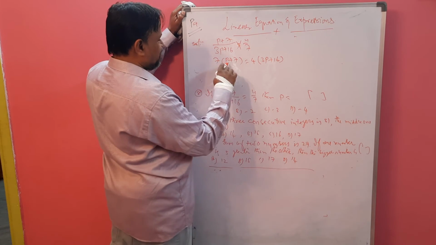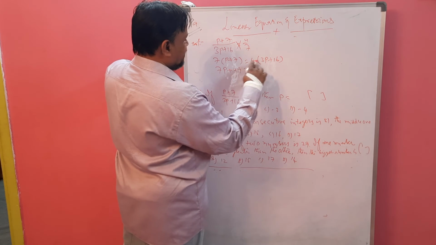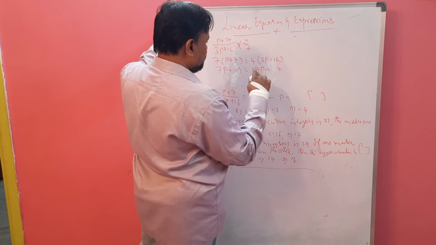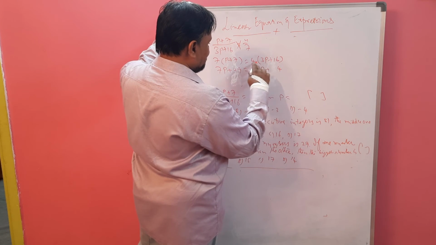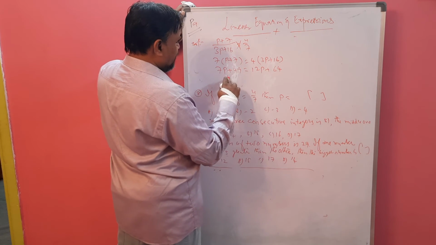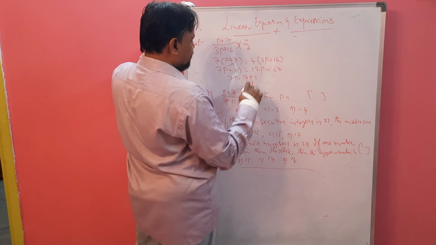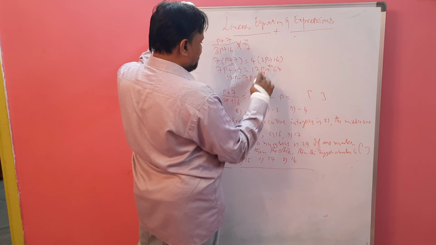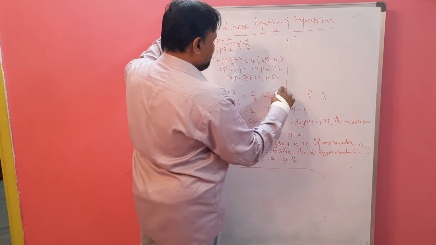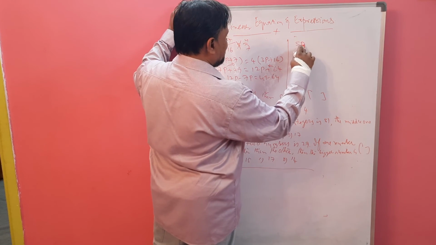This is our equation. Make it 7 into p, 7p, 7 sevens are 49. This is 12p plus 64. Now move this value, 12p, to that side, minus 7p equal to, again we have to move this number to this side. So 49 as it is minus 64. So what we are getting here, 12p minus 7p is nothing but 5p.